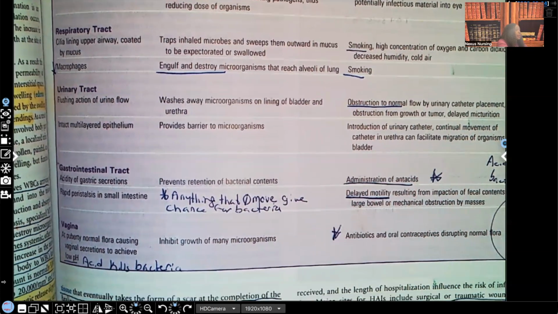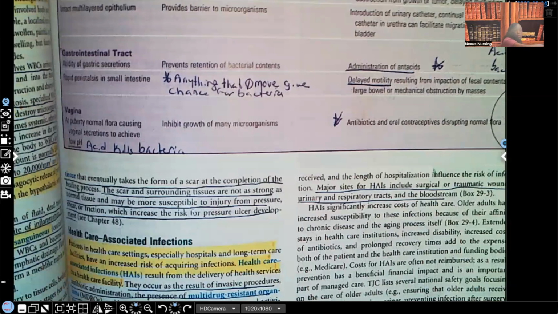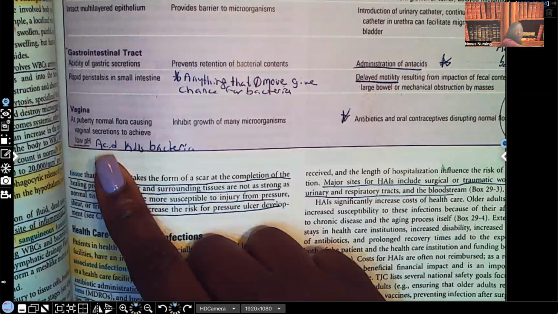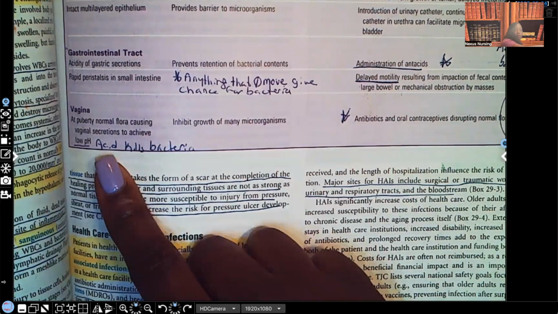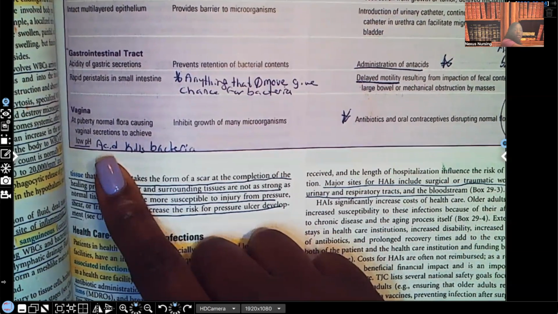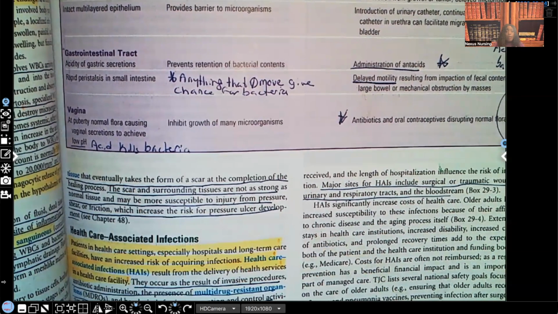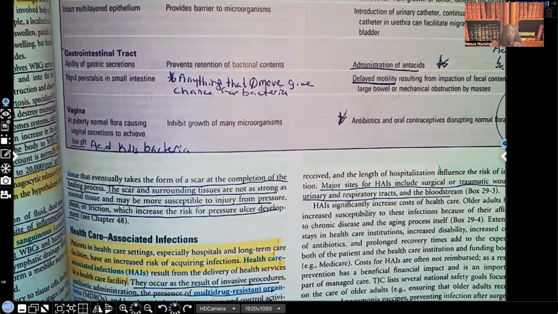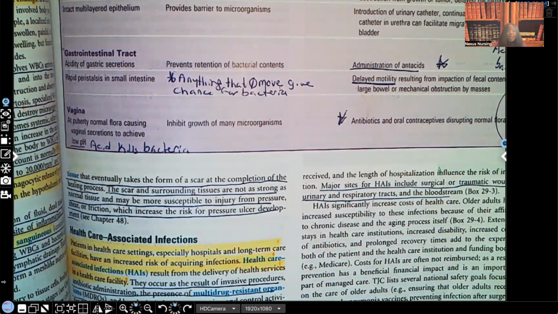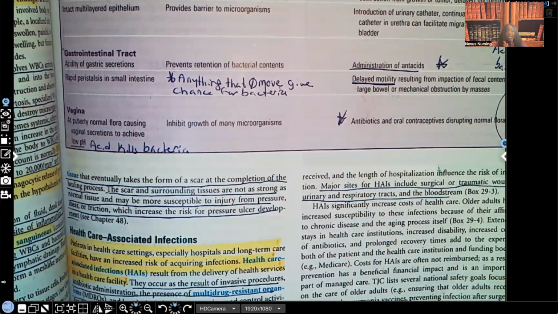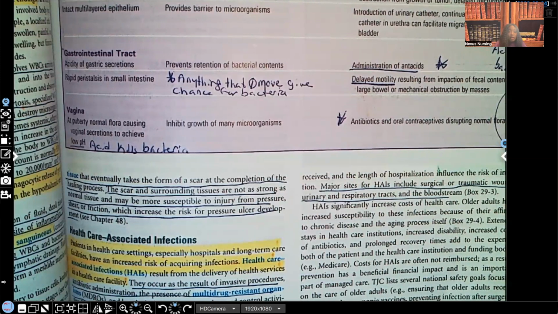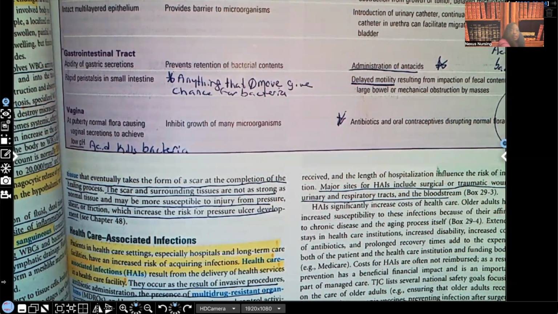Last, let's look at vagina. Right here, vagina. At puberty, normal flora causing vaginal secretions to achieve low pH. Remember, the lower the pH, the more what the environment, the more acidic the environment. Bacteria, pathogens do not like acidic environments. Okay, acid kills bacteria.